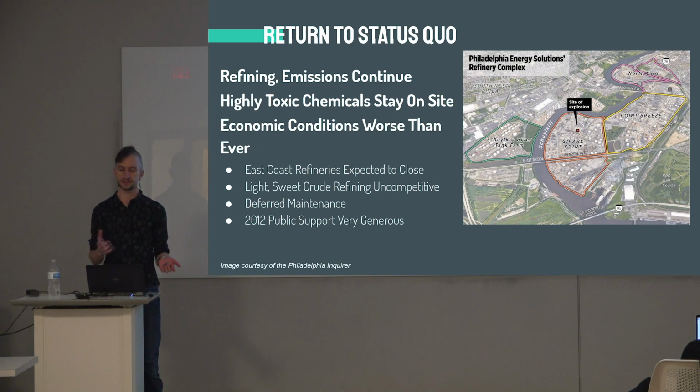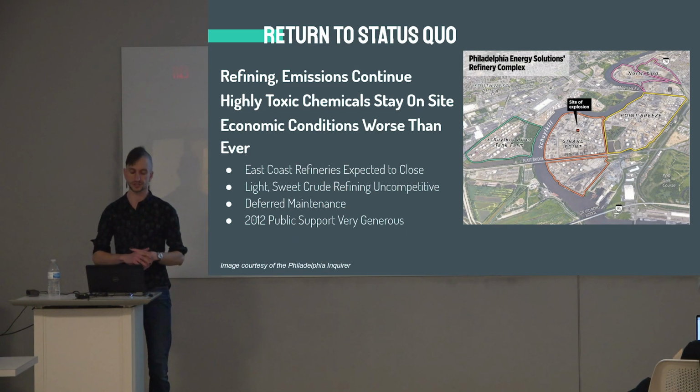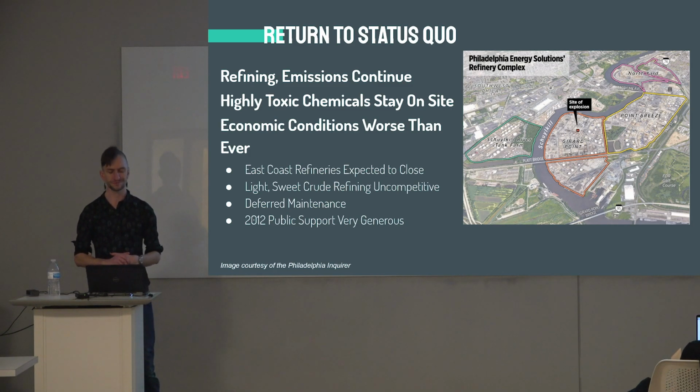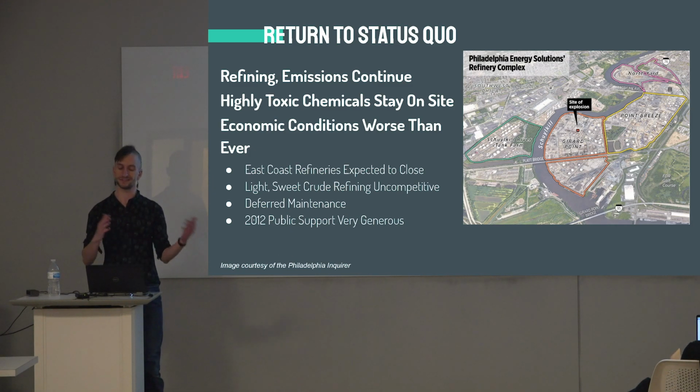In some ways this seems good, but the downside is that the economic conditions for this site as a refinery are worse than they have ever been in the past. There's expected to be a decline in East Coast refining in general, and the PES refinery is not the refinery that you would keep if you were choosing to keep a refinery on the East Coast. It is not particularly economically competitive, and the support package that existed in 2012 was already very generous, so any benefits the community would experience from the site continuing to function would be even less now. Even if you think this would be a good scenario, it's unlikely to be as good as it was before.